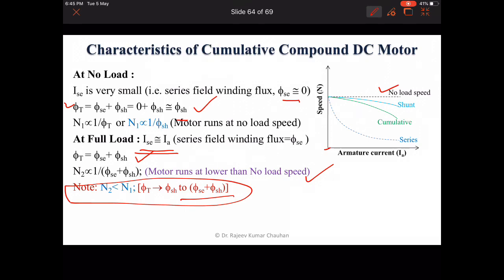As the value of flux phi t is close to, but not equal to, phi sh, in the case of the cumulative compound DC motor the speed and armature current curve remains below the speed and armature current curve of the DC shunt motor. Okay. And this is the curve for speed and armature current for the series motor.